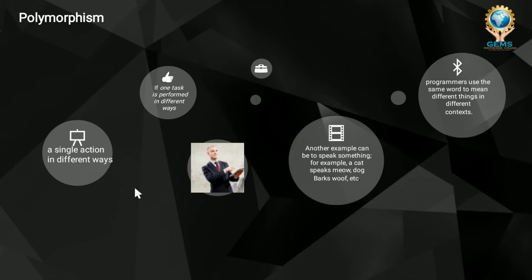Another example can be to speak something. A cat speaks meow, a dog barks. If you take the word speak, a cat will speak in a different way, a dog will speak in a different way, different animals speak in different ways, and human beings speak in different ways. But the word is speak, and this word will function in different ways in different situations, based on different people and different things. So one word and one action gives different ways. This is called polymorphism.